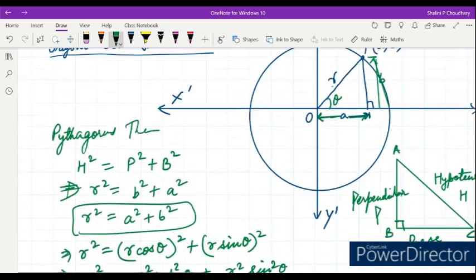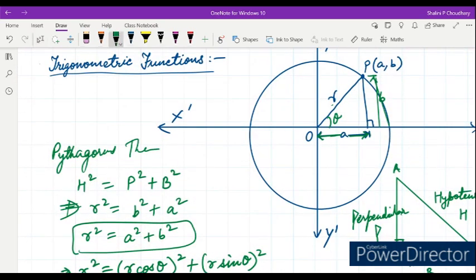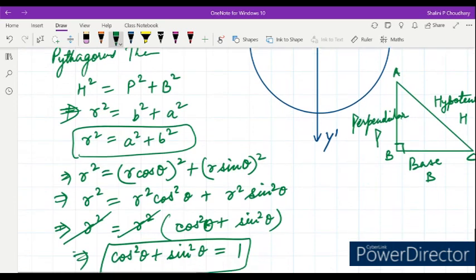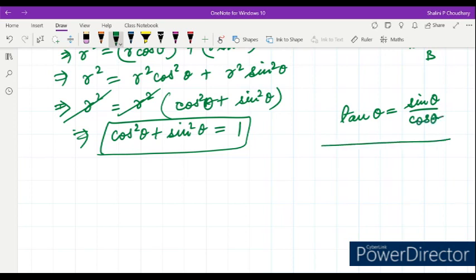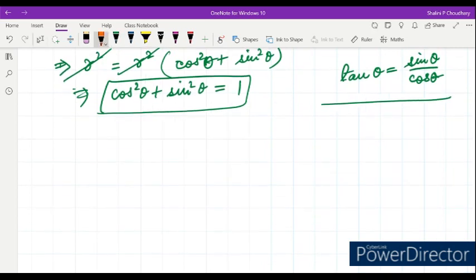Okay, and see, a upon r is cos theta, b upon r is sine theta, and b upon a is tan theta. The value that depends on the y axis divided by the value that depends on the x axis will be equal to tan theta. So basically tan theta will be equal to sine theta divided by cos theta. Okay, always remember.